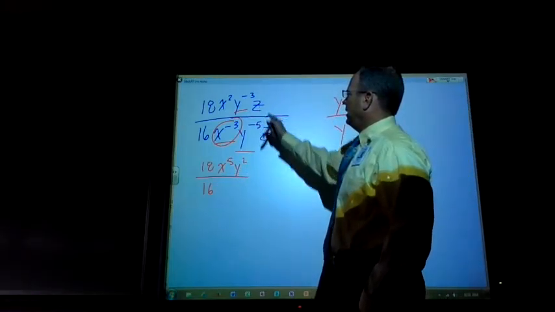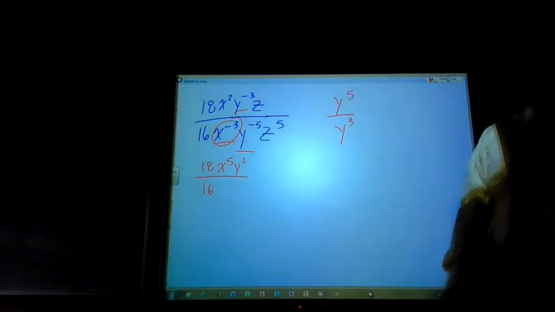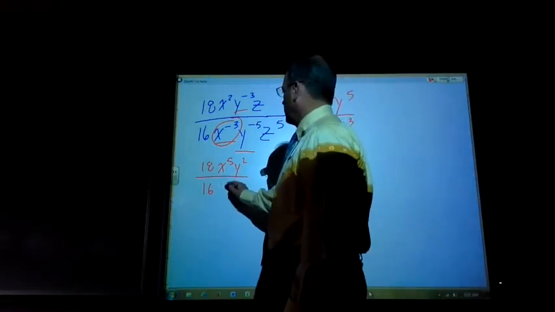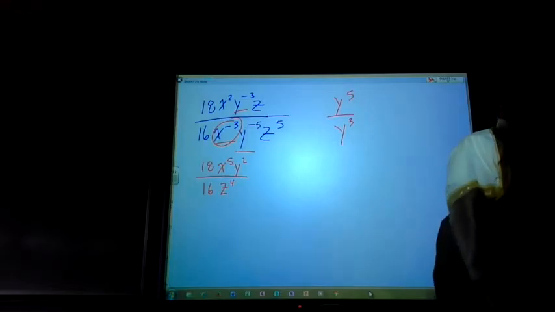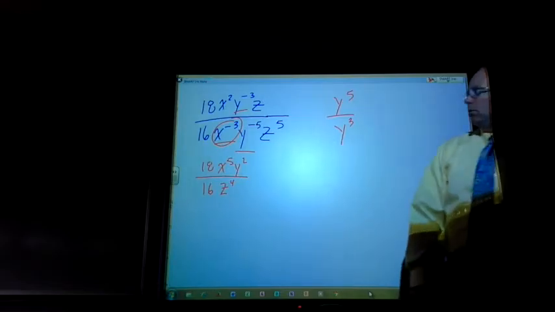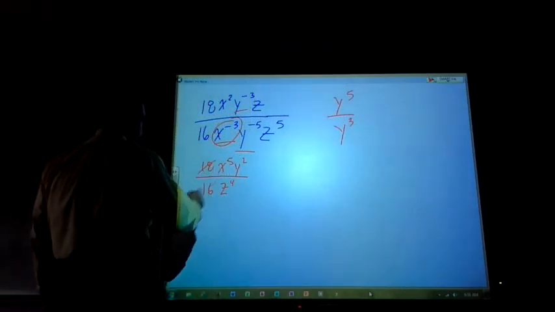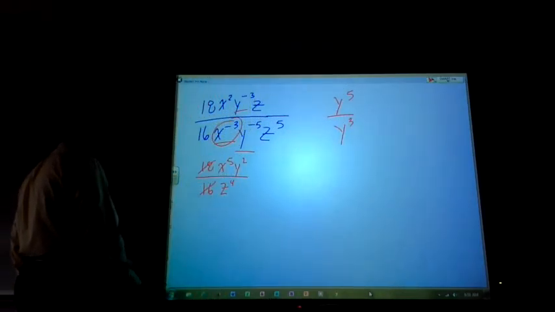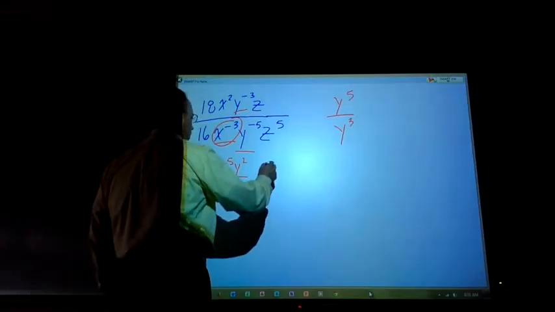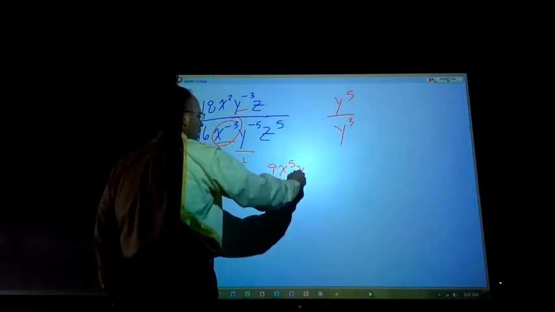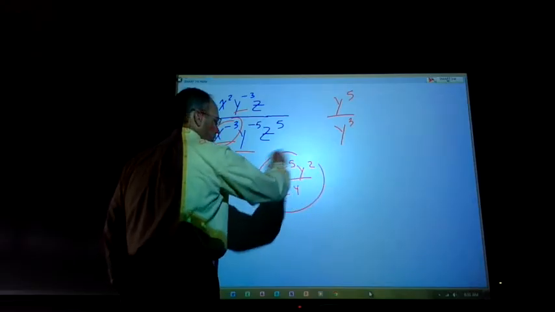Oh, I have z by itself and I have z to the 5th on bottom. So how many z's are on top? 1. Tug of war, who wins, top or bottom? Bottom. By how many? 4. Is the problem done? As far as the letters go. What about the numbers? They simplify. Tug of war, they reduce. What goes into both? Oh, good. Yes, right. So I get 9x to the 5th, y squared, over 8z to the 4th.